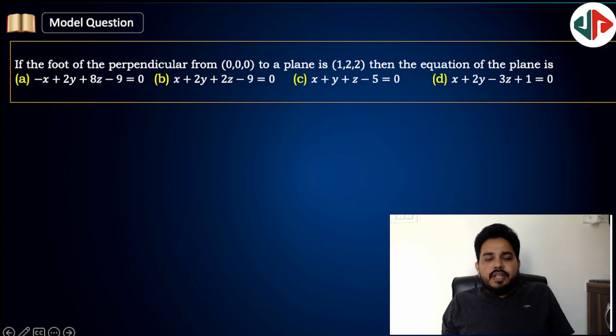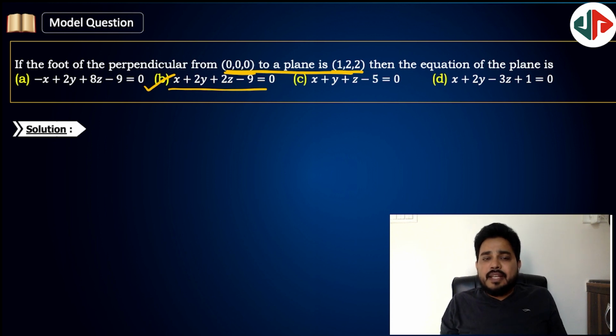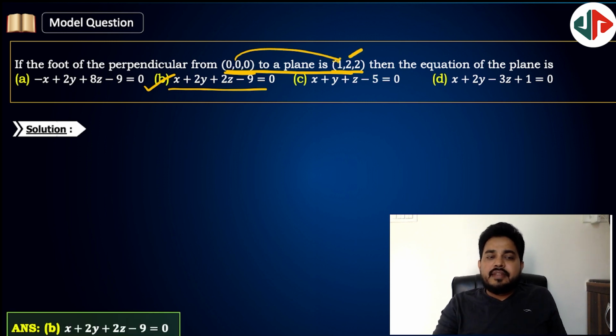The next question is, please look at the question. If the foot of the perpendicular from 0, 0, 0 to this plane, then the equation of the plane. So DRs of this plane will be 1, 2, 2. Only this option is there. This is the answer. So none of the planes, because when it passes through this to this, DRs of this one will become this. So the answer is the second option.